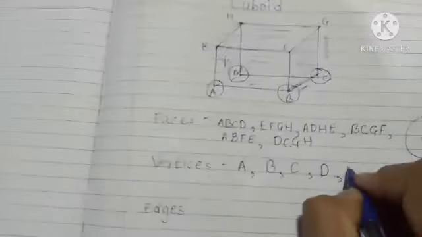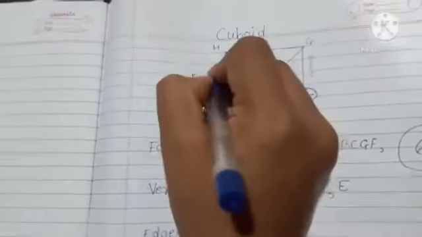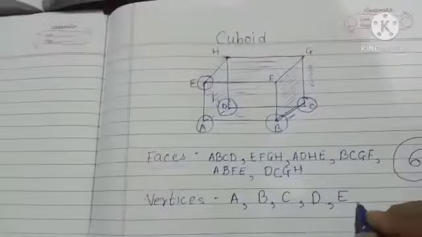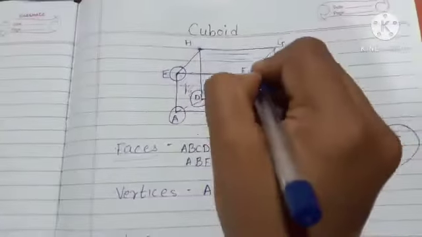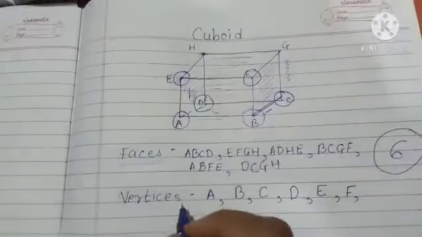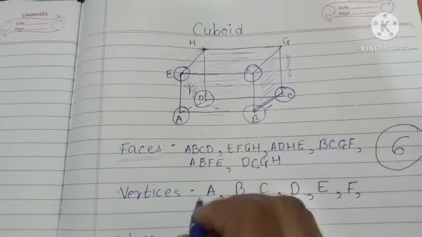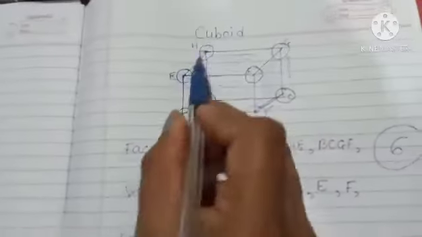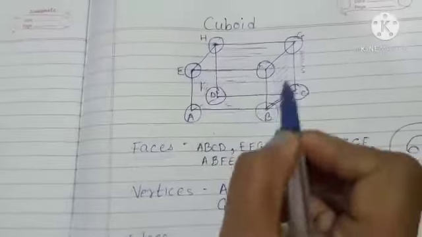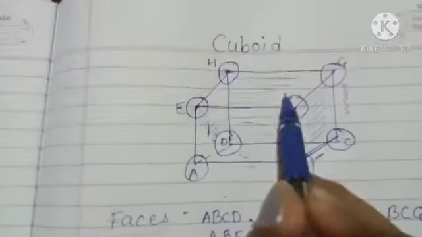Next is E. Here also 3 faces are meeting. Next is F. Here also 3 faces are meeting. Next G. And last is H. These are the points where 3 faces are meeting.